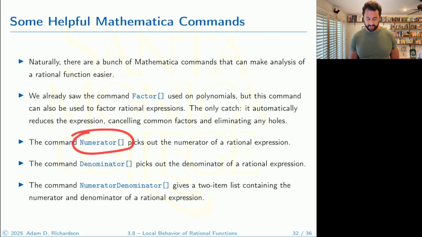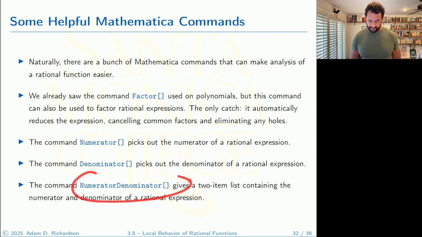There's also the command Numerator, which just picks out the numerator of a rational expression. There's the command Denominator, which picks out the denominator of a rational expression. And then there's the command NumeratorDenominator, and that gives you a 2-item list containing the numerator and the denominator of a rational expression. But again, it will simplify it and cancel any common factors that are in there.